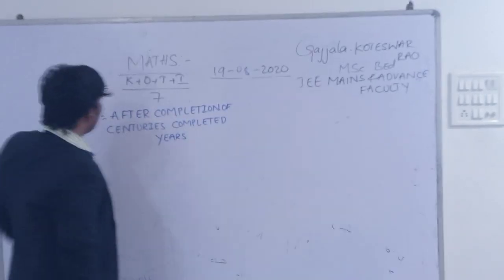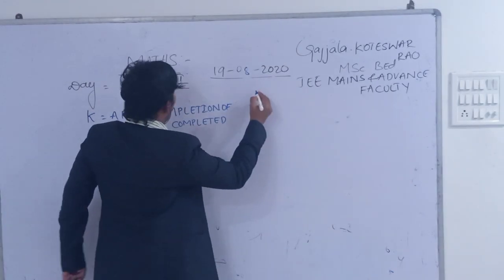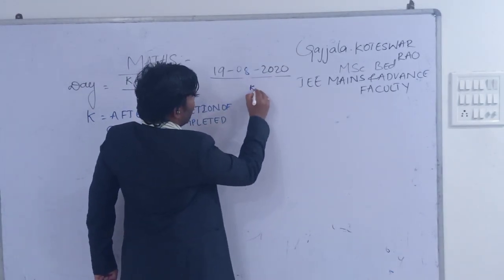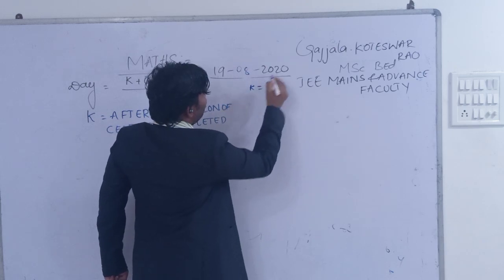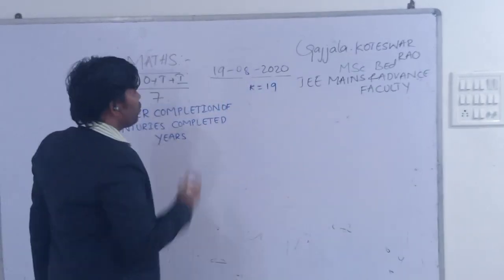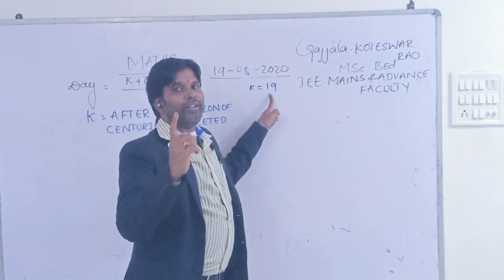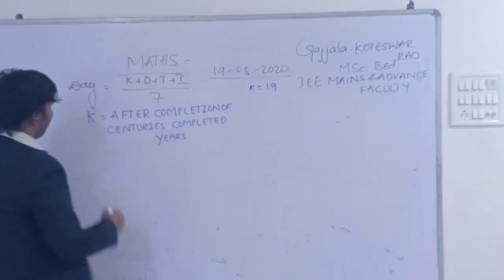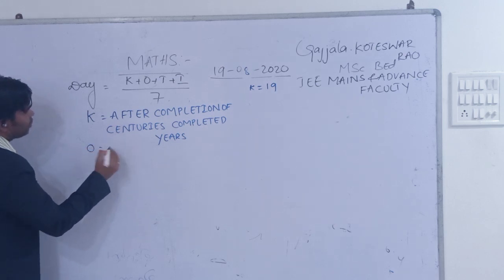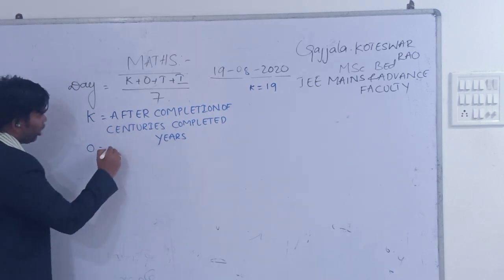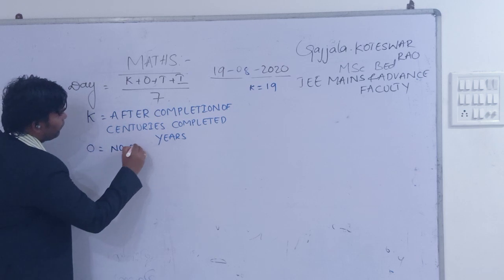So now here, the k value for this particular question is 19, because the 20th year is running. How many years are completed? 19 years are completed. Now see, and the next, O, stands for the number of leap years.